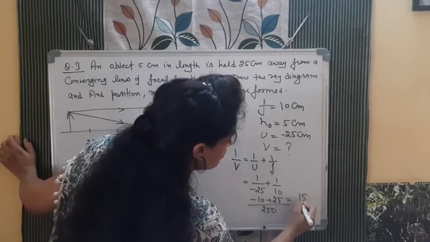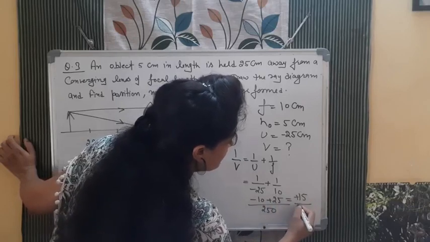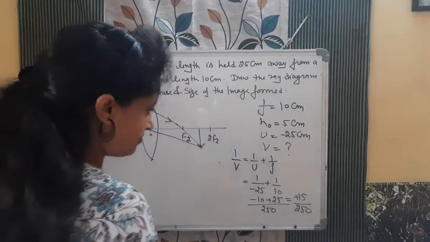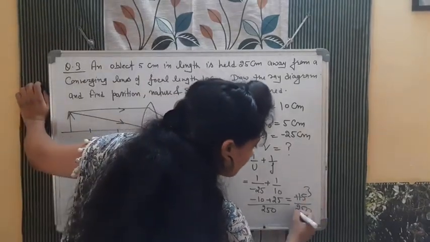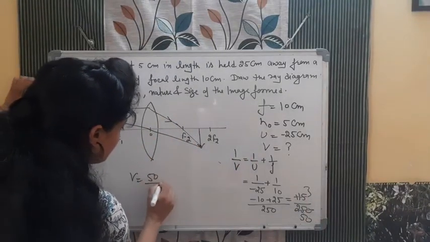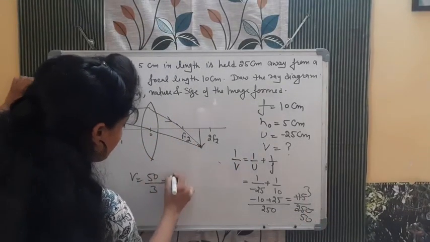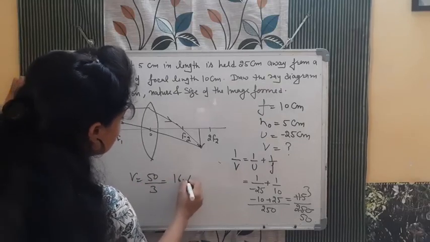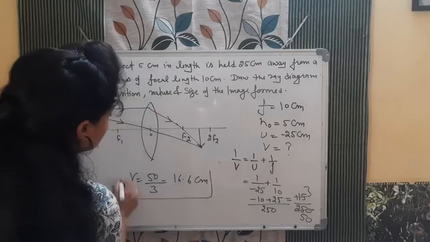So plus 15 by 250. Yes, it will be plus 15 by 250 and it will be 3 by 50. So V will be 50 by 3 centimeter, or we can say 16.6 centimeter. This will be your V.